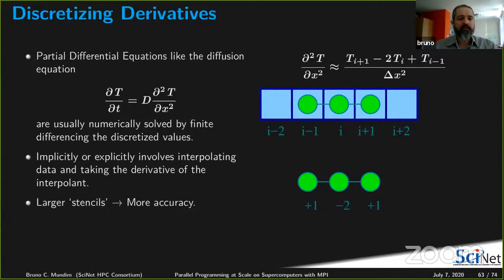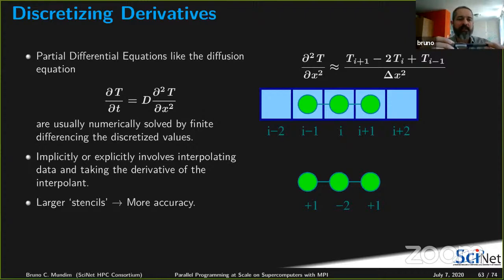So we are going to focus only on one dimension. Basically, this equation describes the heat transfer along a rod. Imagine you have a metal rod, and you want to know what the temperature is at every single point, given some initial conditions and some boundary conditions, okay?